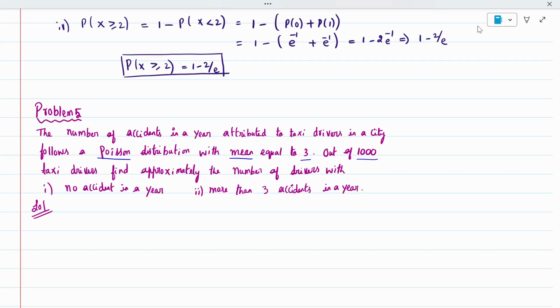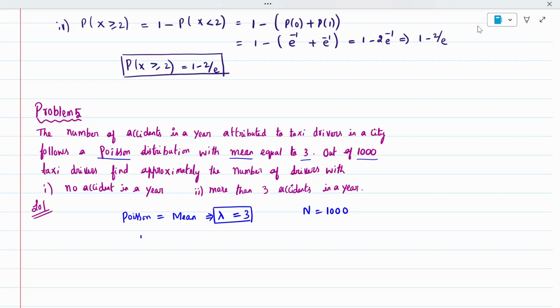So what is the question given? Poisson distribution is mentioned. What is the mean? The parameter is nothing but lambda. Lambda equal to 3 is given in the question. So capital N is nothing but 1000, out of 1000. First, I will calculate for one taxi driver. Then, when I multiply it by 1000, I will get the corresponding answer.